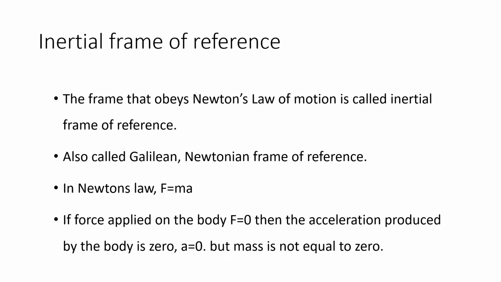Also, that inertial frame of reference is called Galilean or Newtonian frame of reference regarding Newton's law. In the definition, I have told you that Galileo gave some rules for the motion of the object. So those rules were then worked out by Newton, and the laws were called Newton's laws. So the inertial frame is also called the Newtonian frame or the Galilean frame.